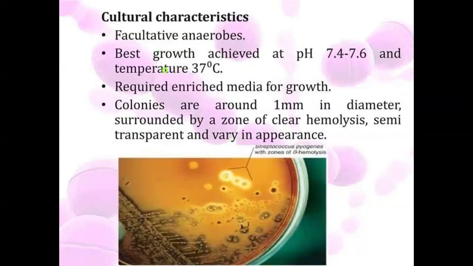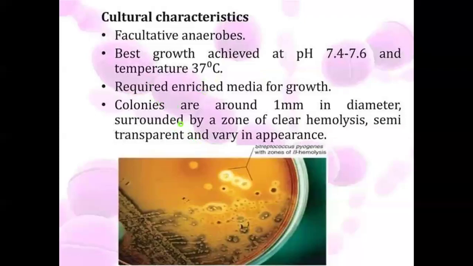So, facultative anaerobes, best grown at a pH of 7.4 to 7.6 and a temperature of 37, requiring enriched media for growth. The only bacteria that I have seen mentioned where you have to know the temperature is Campylobacter jejuni, where the temperature for growth is 42 degrees Celsius. The rest, no one cares. Okay? Note that down. Campylobacter jejuni grows at 42 degrees Celsius. That's the only one I've seen asking about temperature. The rest are not a must.